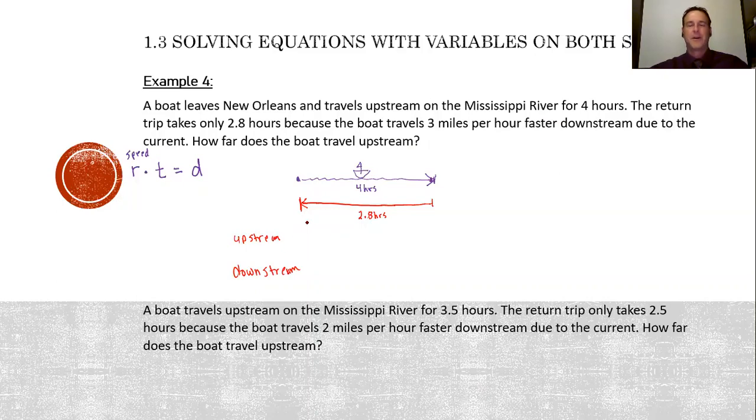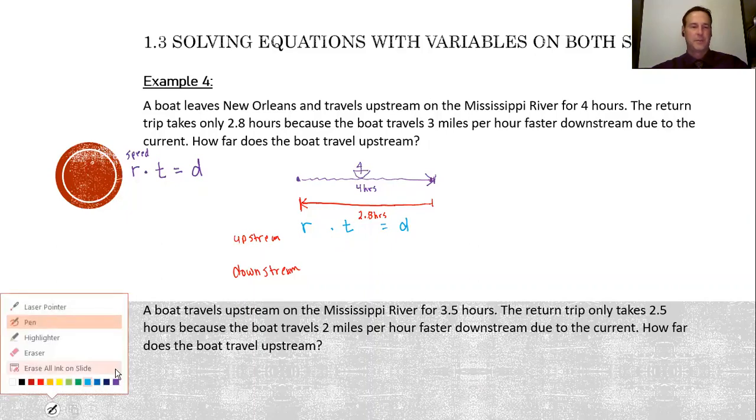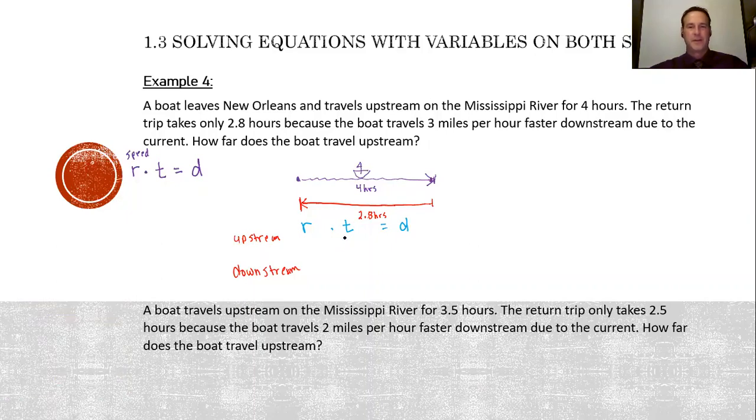All right, now, formula goes like this. Rate times time equals distance. Okay, so here's my rate. Here's my time equals distance. And notice how I'm spacing it out. Okay, so here's what I know. I know the time for the first guy was 4. Okay, so I'm going to put that in. This guy was 4. And the other guy was 2.8.